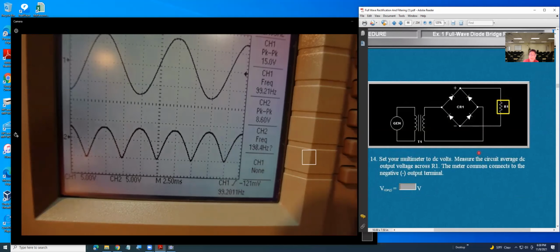the circuit average DC output voltage across R1. The meter common connects to negative. So you just use the meter, connect high side here and low side here, and try to get the DC voltage. I don't know what they get. But there's an easy step you can do.